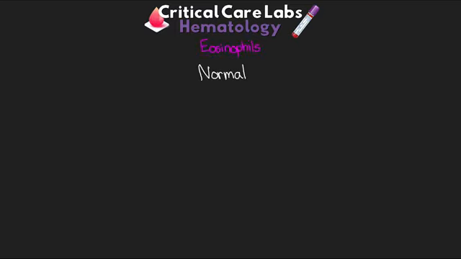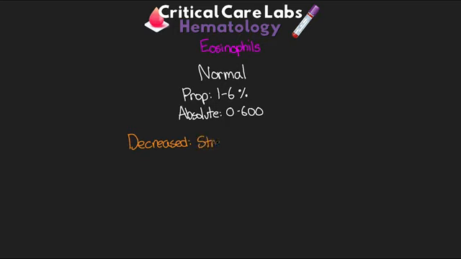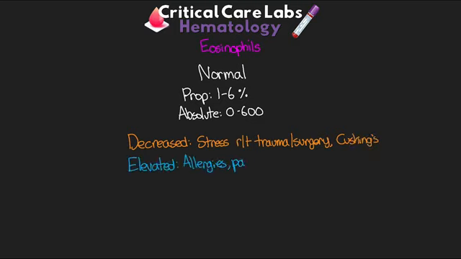Next, let's talk about our eosinophils. Here, the normal value proportional is going to be 1 to 6%, and absolute should be 0 to 600. We're going to see decreased eosinophils in stress due to trauma, surgery, etc., as well as Cushing's. And then we can see elevated eosinophils in allergies, parasitic infections, some skin diseases, as well as Hodgkin's and leukemia.